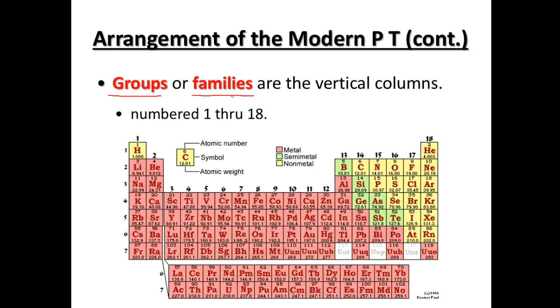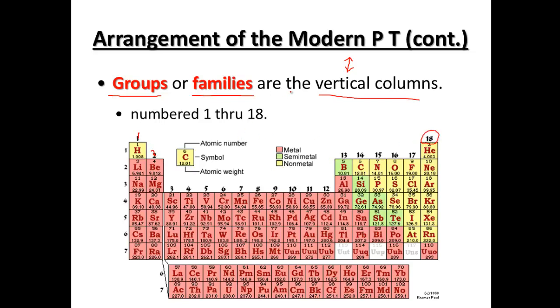The second one we have are going to be known as either groups or families. So the same idea, similar in properties, and we'll look at that in just a second, are vertical columns. Vertical is like when you jump. How high up in the air can you jump? So vertical from top to bottom, numbered 1 through 18. And we got those numbers 2, 3, 4, 5, 6, 7, 8, 9, 10, 11, all the way to 18 over here.